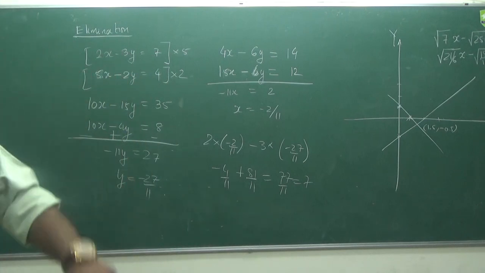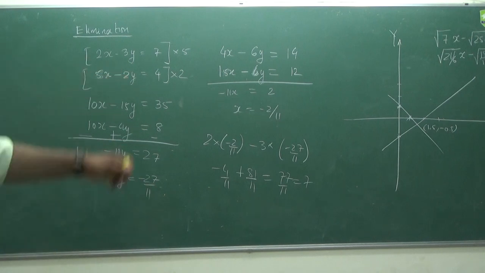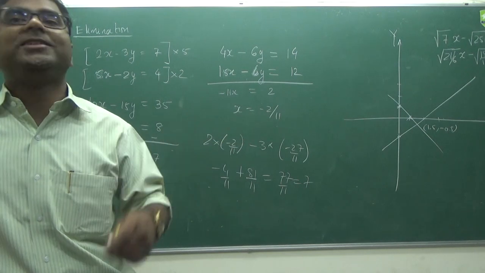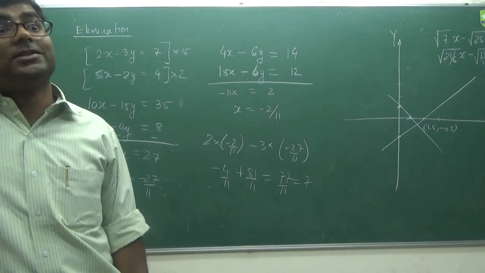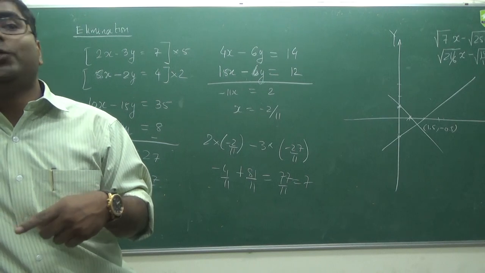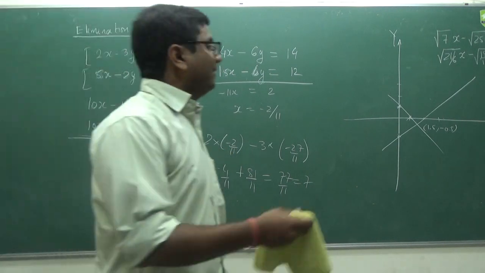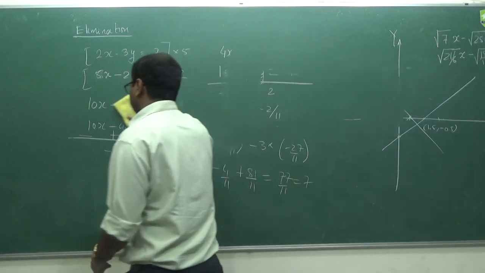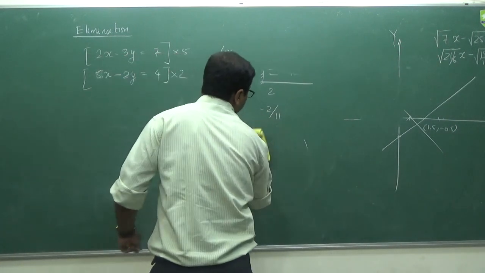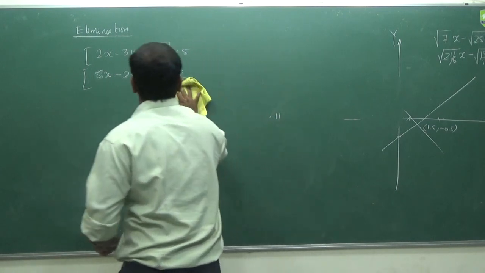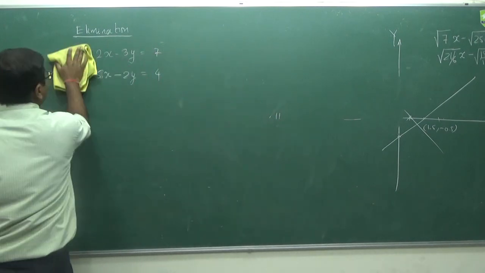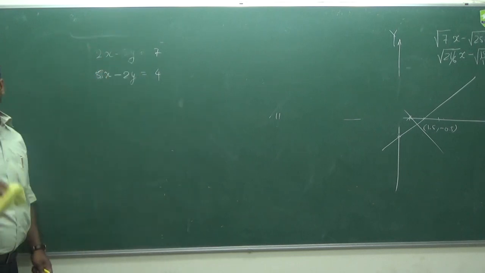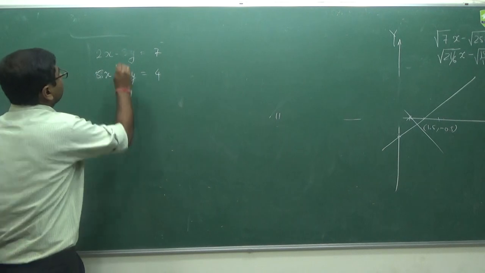Elimination done. Last, cross multiplication. Now let us solve this by cross multiplication. Cross multiplication is nothing but what we did for consistency. You remember a1, b2, minus b2, a1 and all that? I will give you the trick for solving that. But before you try cross multiplication, you have to ensure a few things.